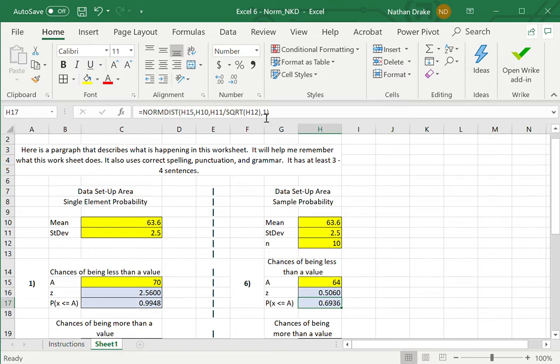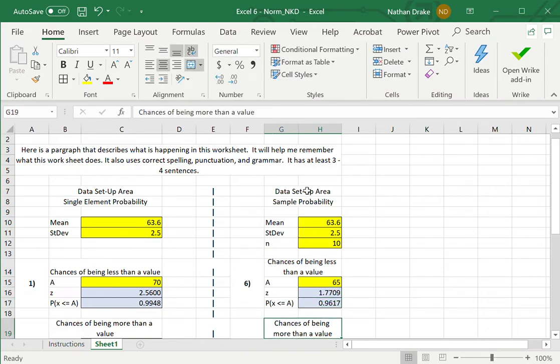And then the probability, I have this value, the 64. I have the mean up here, 63.6 is the next value in this formula. And then the third value in the formula is no longer just the standard deviation, but it's the standard deviation divided by the square root of the sample size. And then again, we have comma 1 to say that we're finding a cumulative value. Right? And so we do that. If I change this value of A, everything would update there.